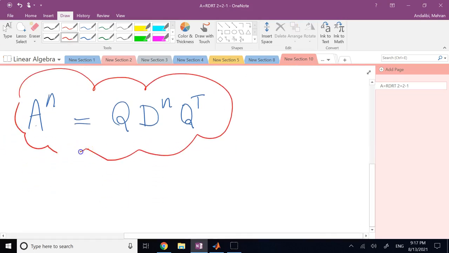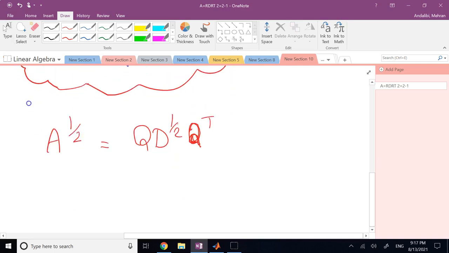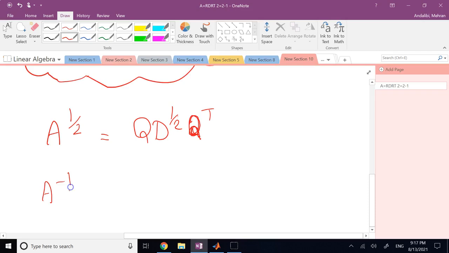So if somebody says, okay, what is the square root of A? You say, well, the square root means Q D to the 1/2 times Q transpose. And D to the 1/2 means the diagonal entries, which are the eigenvalues, are the square root of them. Or if somebody says, what is A to the negative 1? You say it is Q D to the negative 1 Q transpose.